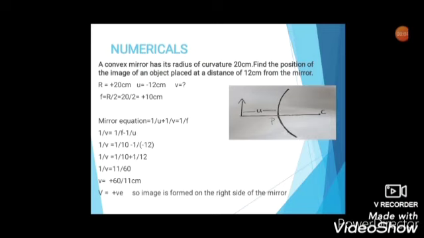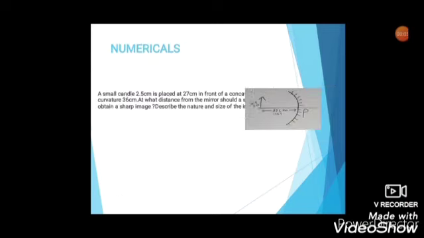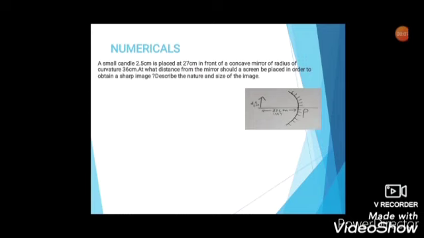Okay, let's move on to the second question. Yes, a small candle 2.5 centimeter is placed at 27 centimeter in front of a concave mirror. Here it's a concave mirror of radius of curvature 36 centimeter. At what distance from the mirror should a screen be placed in order to obtain a sharp image? Describe the nature and size of the image.